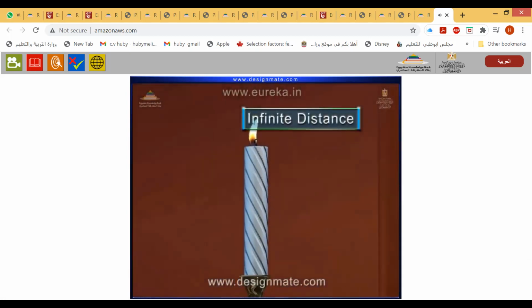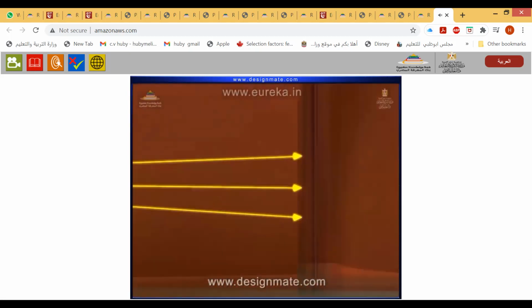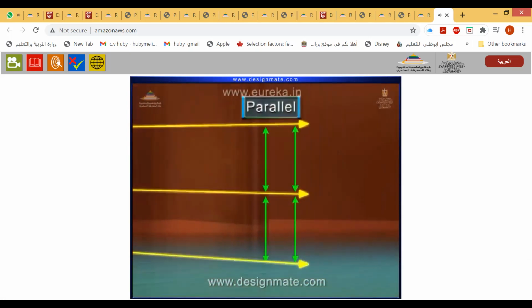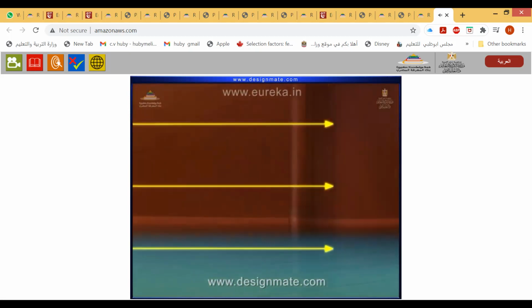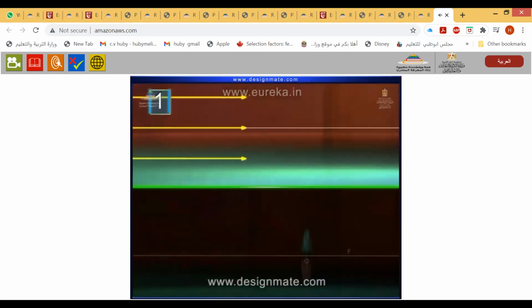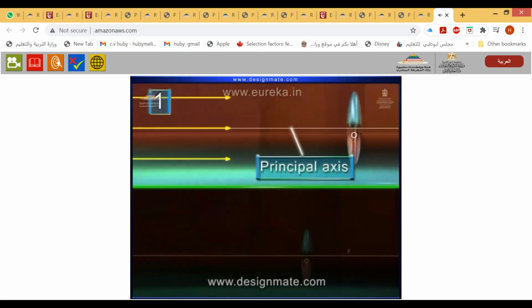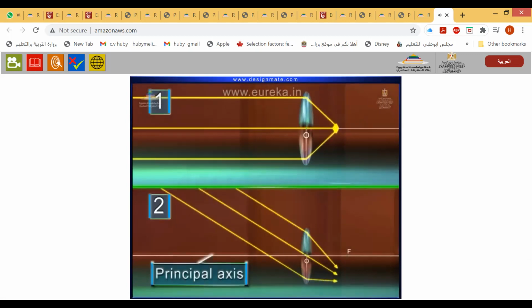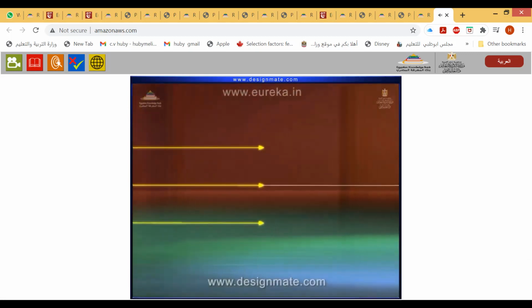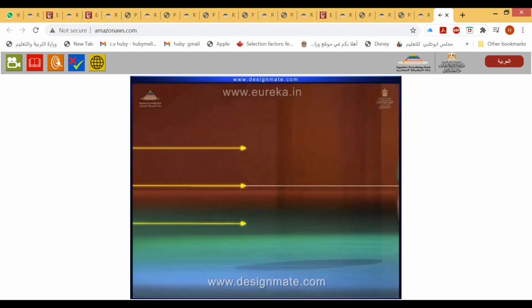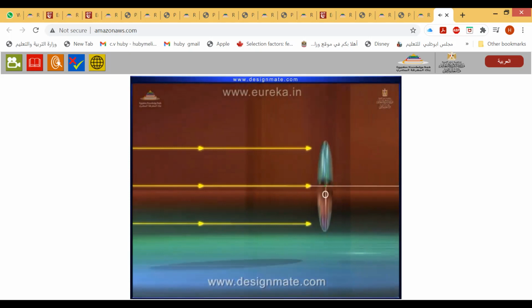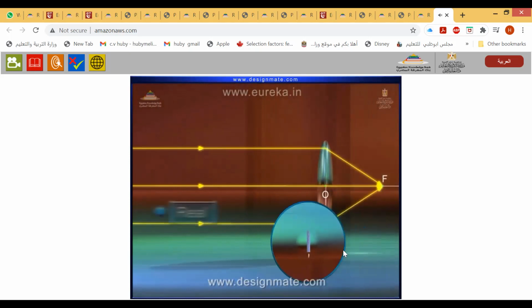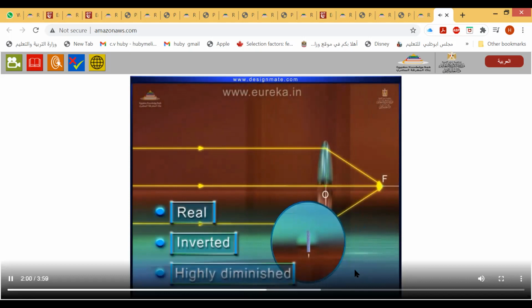Firstly, when the object is positioned at an infinite distance, rays coming from the object will be parallel to each other. These parallel incident rays can be of two types. One, these rays can be parallel to the principal axis of the lens. And two, they may not be parallel to the principal axis of the lens. In the first case, parallel incident rays, after having passed through the lens, get converged to intersect at the principal focus F on the other side of the lens. Due to this, a real, inverted, and highly diminished image is formed at the focal point.